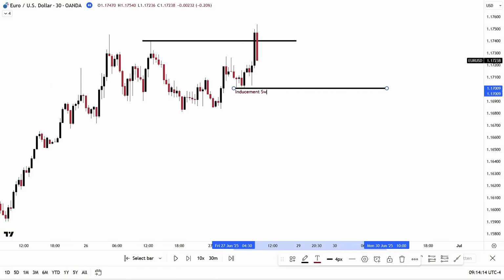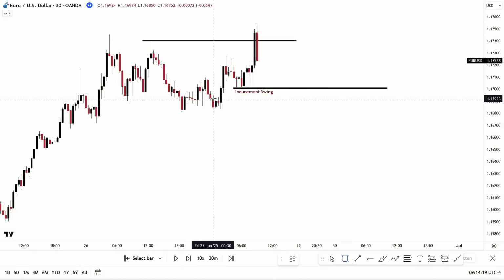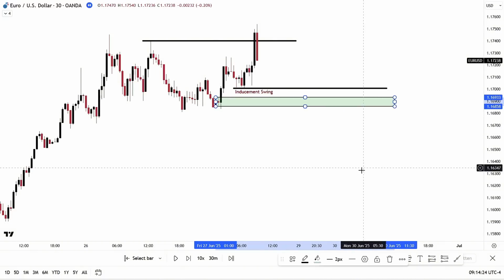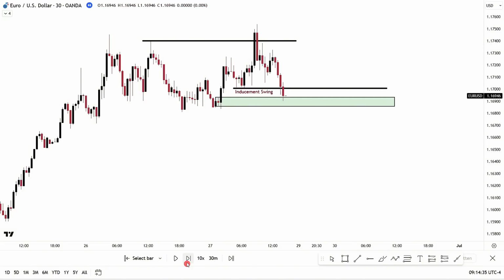Another entry model is waiting for that inducement swing to be taken out and waiting for price to interact with a point of interest, whether it's an order block or a fair value gap. And you could also wait for price to get down to an extreme.